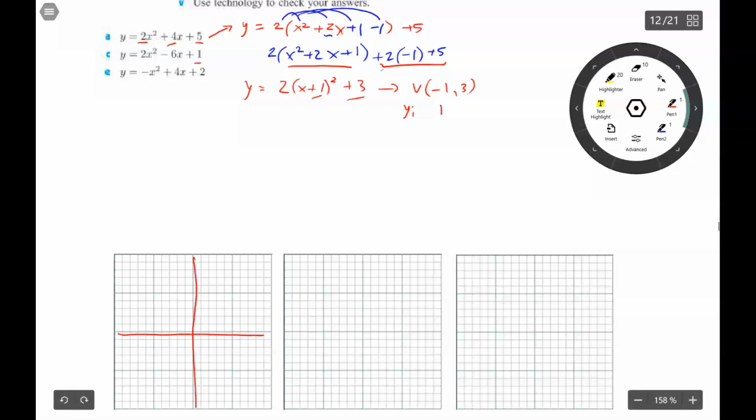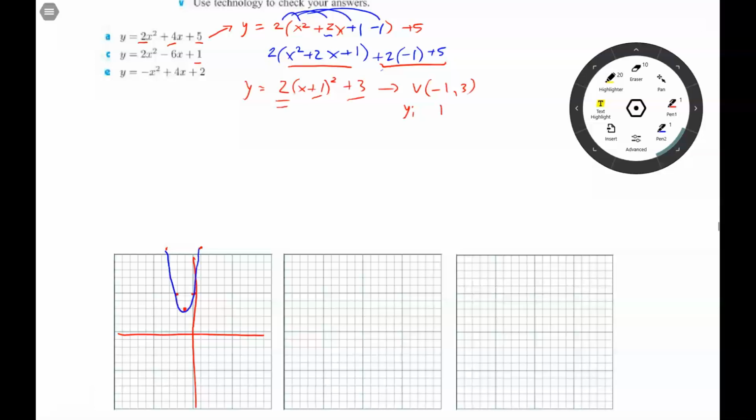the vertex is negative 1, comma 3. And it is turned up, and it is an a equals 2 parabola, which means it's very tall. Instead of going up 1, 1, 2, 4, it goes up 1, 2, 2, 8. Kind of like that. So if I was to draw it, it would be tall and skinny, and it opens up.